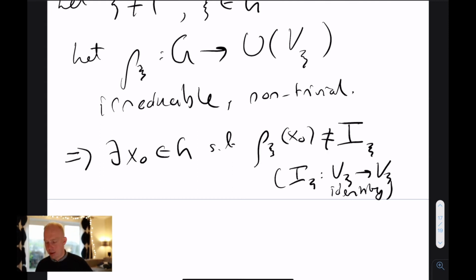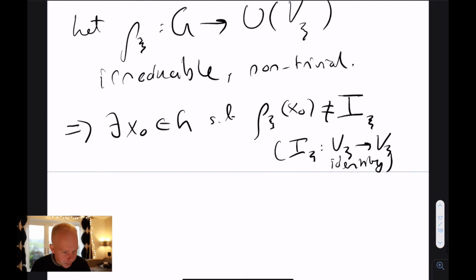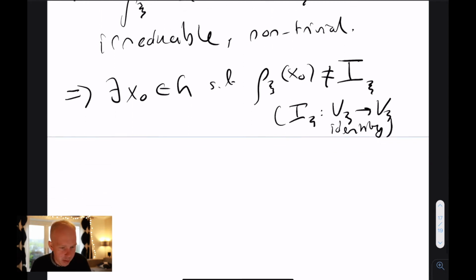It's not equal to that. So there's one point where it's not equal to the identity matrix. Otherwise it would be a trivial representation, where at every point it would correspond to an identity matrix. So how do we use this now to compute the Fourier transform?